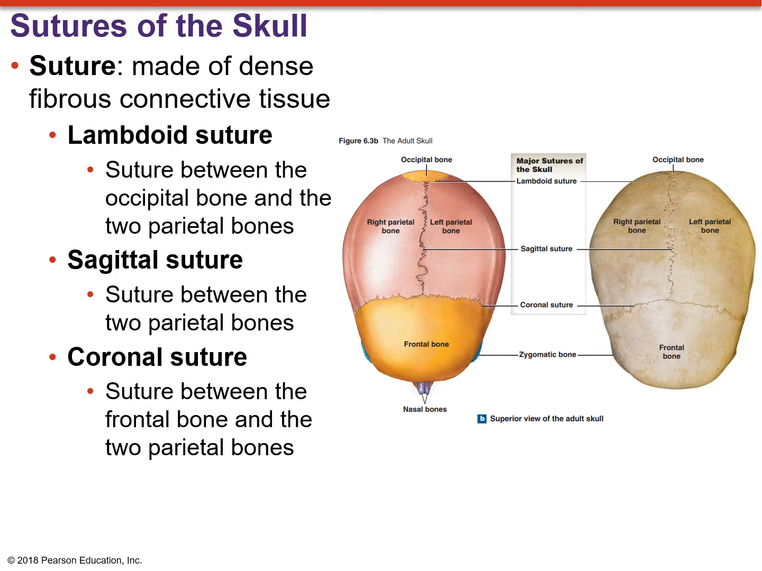You have the sagittal suture, right? Think of that mid-sagittal cut. That sagittal suture is going to cut in the middle, right? That's going to be between the 2 parietal bones. We have the coronal suture, right? Think of that coronal cut. That coronal suture is going to be the suture between the frontal bone, the more anterior bone, and the 2 parietal bones, okay?